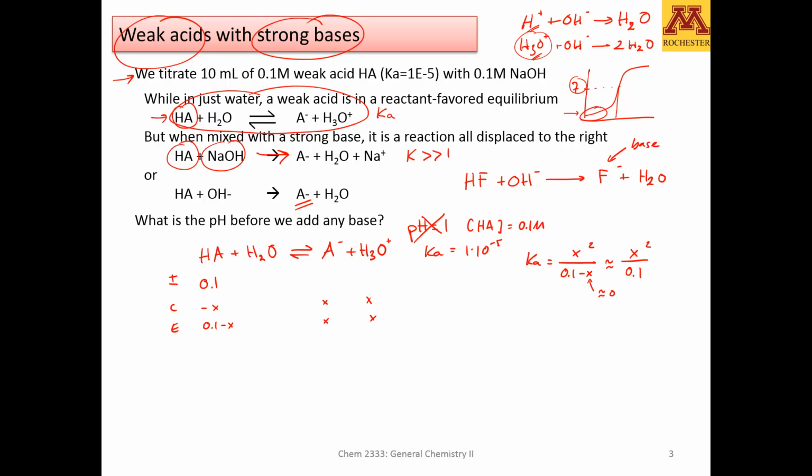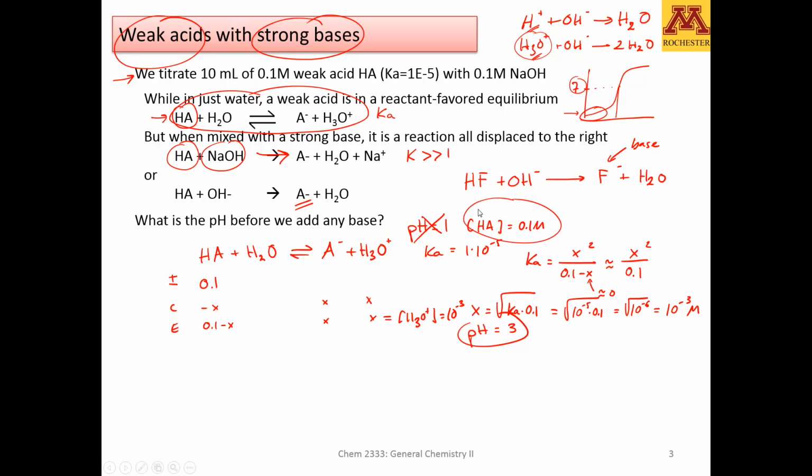Okay, so in other words, your x is the square root of Ka times 0.1, or if you will, the square root of 10 to the negative 5 times 0.1, the square root of 10 to the negative 6, that is 10 to the negative 3 molar. That is, x is the concentration of H3O+, this is 10 to the negative 3, the pH is 3. Okay, notice that even though we have an initial concentration of 0.1 molar, the pH is not 1 because this is not a strong acid. This is a weak acid, and we need to solve the ICE table.